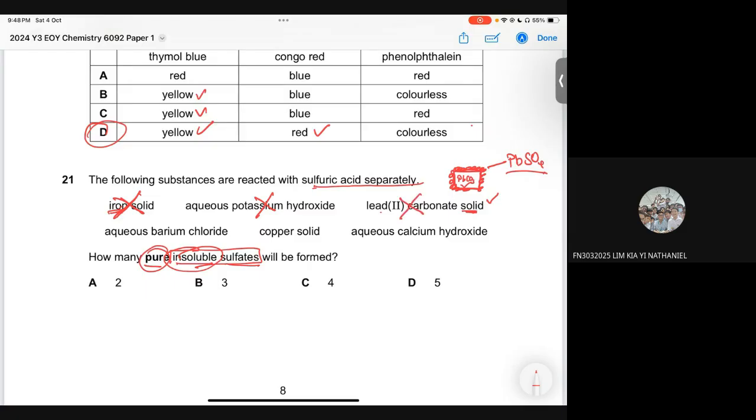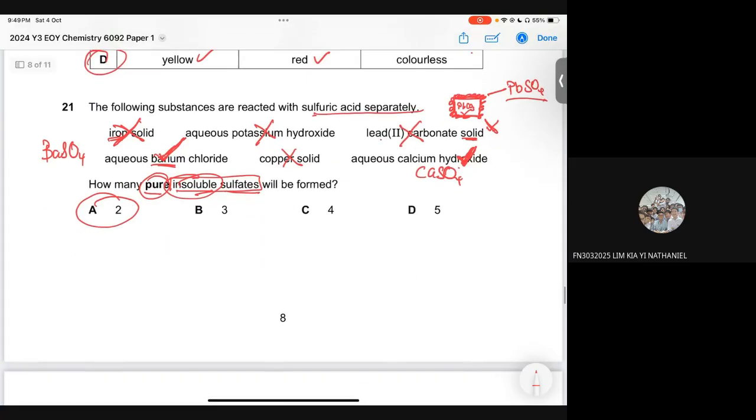Next one, barium chloride. Barium forms a solid with sulfate. I can form barium sulfate, which is an insoluble salt. Therefore, this can be the answer. Copper solid, nope. Copper doesn't even react with acid. Aqueous calcium hydroxide, I know calcium sulfate can form, and calcium sulfate is an insoluble salt, so this can be the answer. So I only have calcium hydroxide and barium chloride that will work. So question 21, the answer will be A.